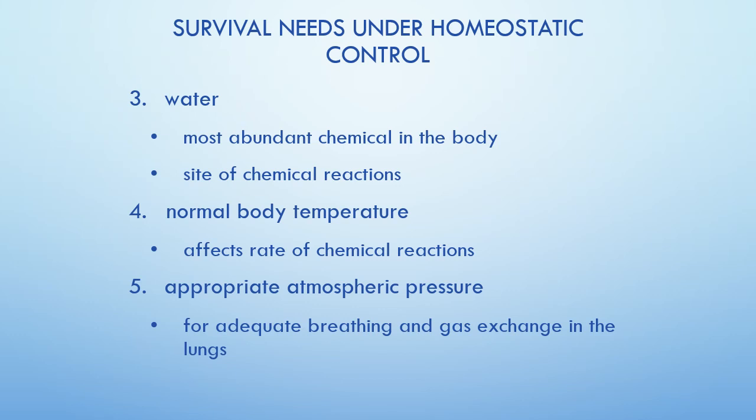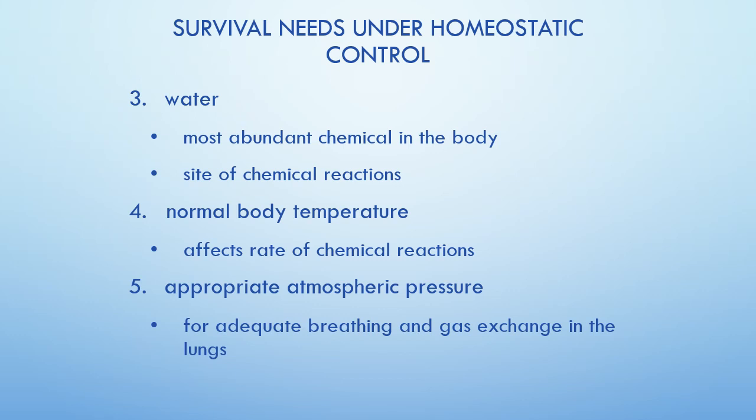We need to maintain temperature. So our temperature can't go too high, can't go too low. If it goes too high, chemical processes go too quickly. Enzymes may stop working, things like that. If the temperature goes too low, same thing happens. Certain cellular processes slow down too far, certain enzymes don't work anymore, things like that. We've got to maintain that temperature for just the perfect kind of chemical reactions to occur in the body.